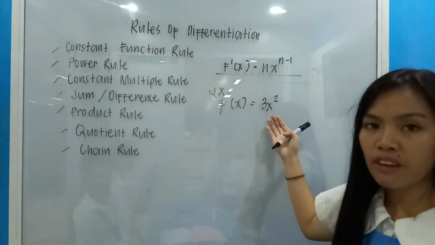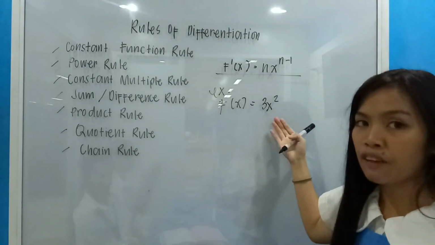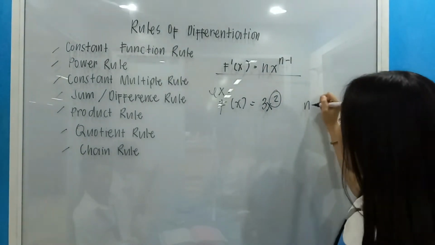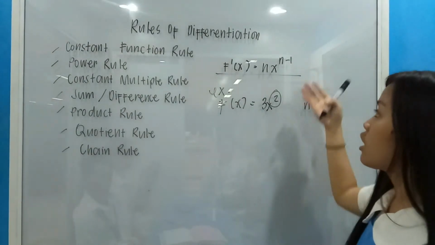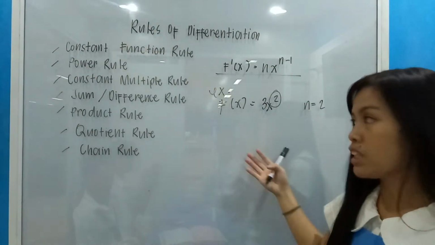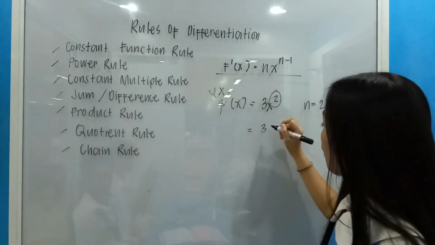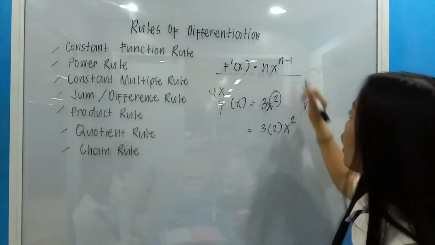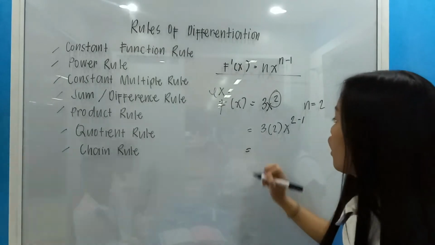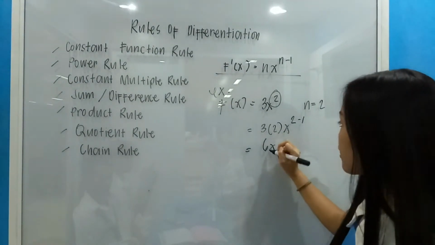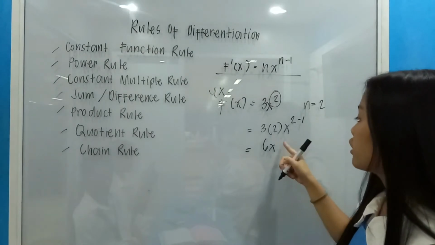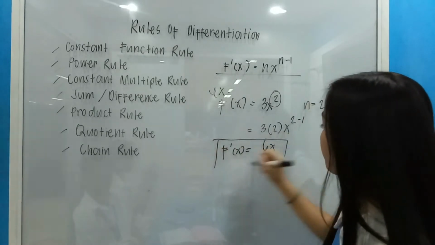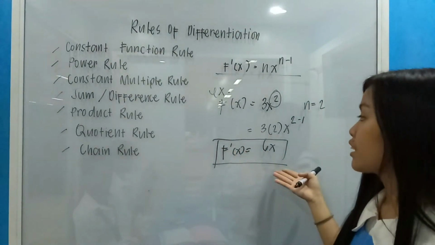In finding the derivative of this function, we must first identify our n. Our value of n will always be our exponent, so n equals 2. Now we can apply the formula: 3 times 2, which is our exponent, x raised to the power of 2 minus 1. 3 times 2 is 6, copy x, and 2 minus 1 is always 1. Therefore, the derivative of f of x is 6x.